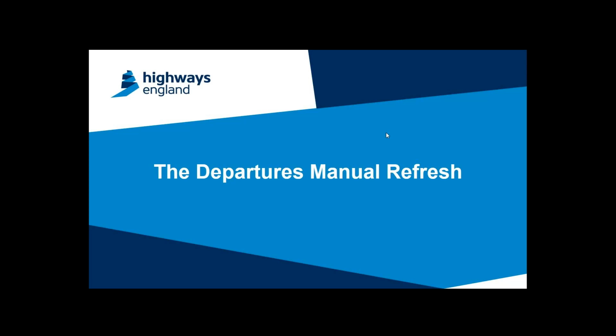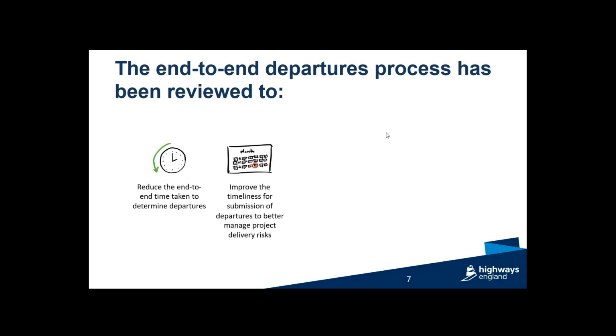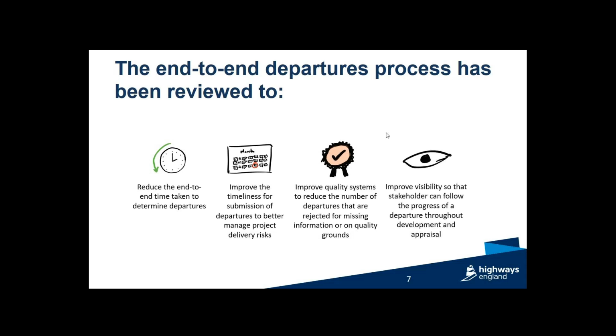So first of all, let's take a look at the departures manual refresh. This has been refreshed with 4 key objectives in mind: to reduce the end-to-end time taken to determine departures, to improve the timeliness of submission for departures to better manage project delivery risks, to improve the quality of departures and, in doing so, reduce the number of rejections, and to improve visibility for all stakeholders throughout the departure process. So this is about allowing designers all the way through to specialists to be able to see and access the same data.